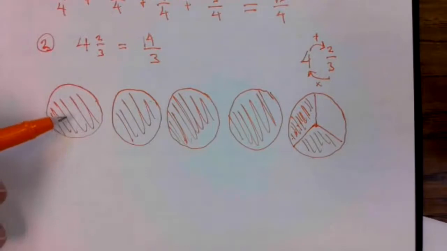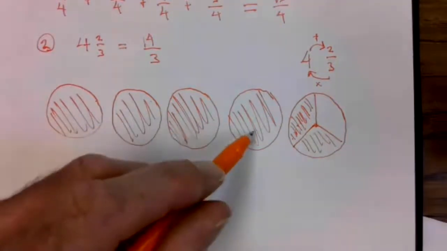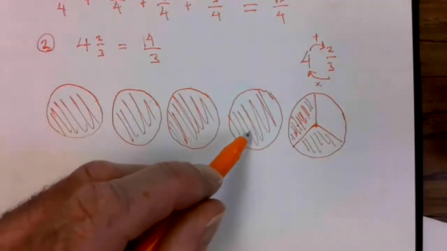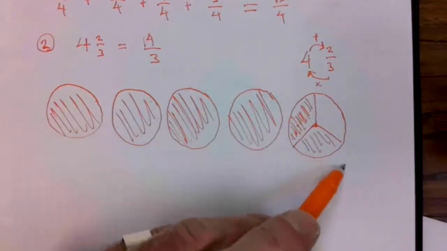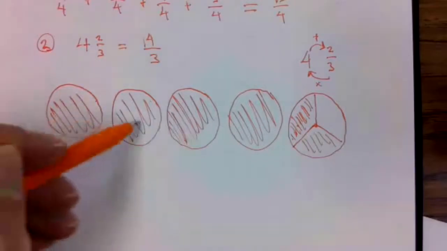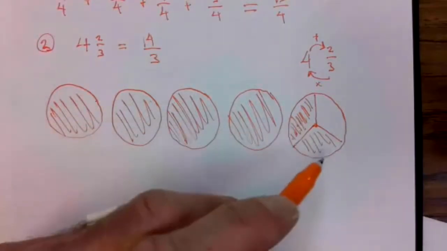4 2/3, right? I've got 4 circles shaded entirely, and then I've got this one additional circle that is broken up into 3 segments, 2 of which are shaded. So that's 1, 2, 3, 4, and then 2/3.